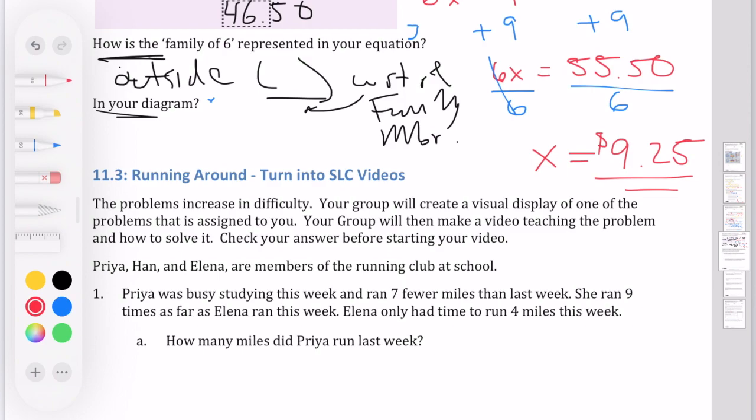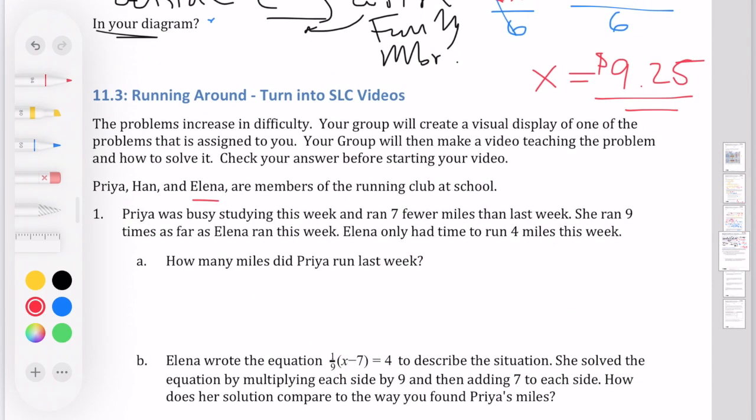So at this time, we're going to look at Priya, Han, and Elena, who are members of the running club at the school. So Priya was busy studying this week and ran 7 fewer miles than last week. She ran 9 times as far as Elena this week, and Elena only ran 4 miles this week.